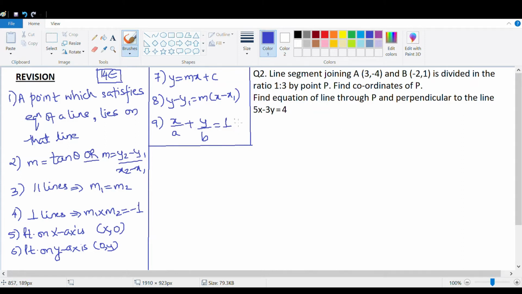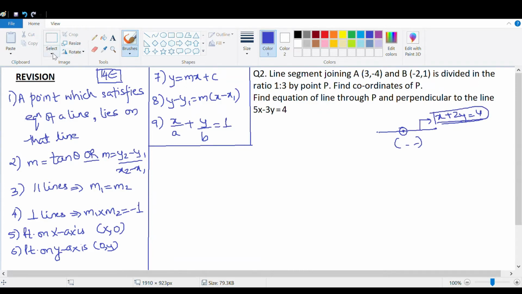The first concept that we did in the first exercise was that a point which satisfies the equation of a line, which means let's say this is my line. If this point lies on this line, then it will satisfy the equation of this line. If this is x plus 2y is equal to 4, the coordinates of this point would satisfy this equation. Similarly, this equation will be satisfied by any point lying on this line.